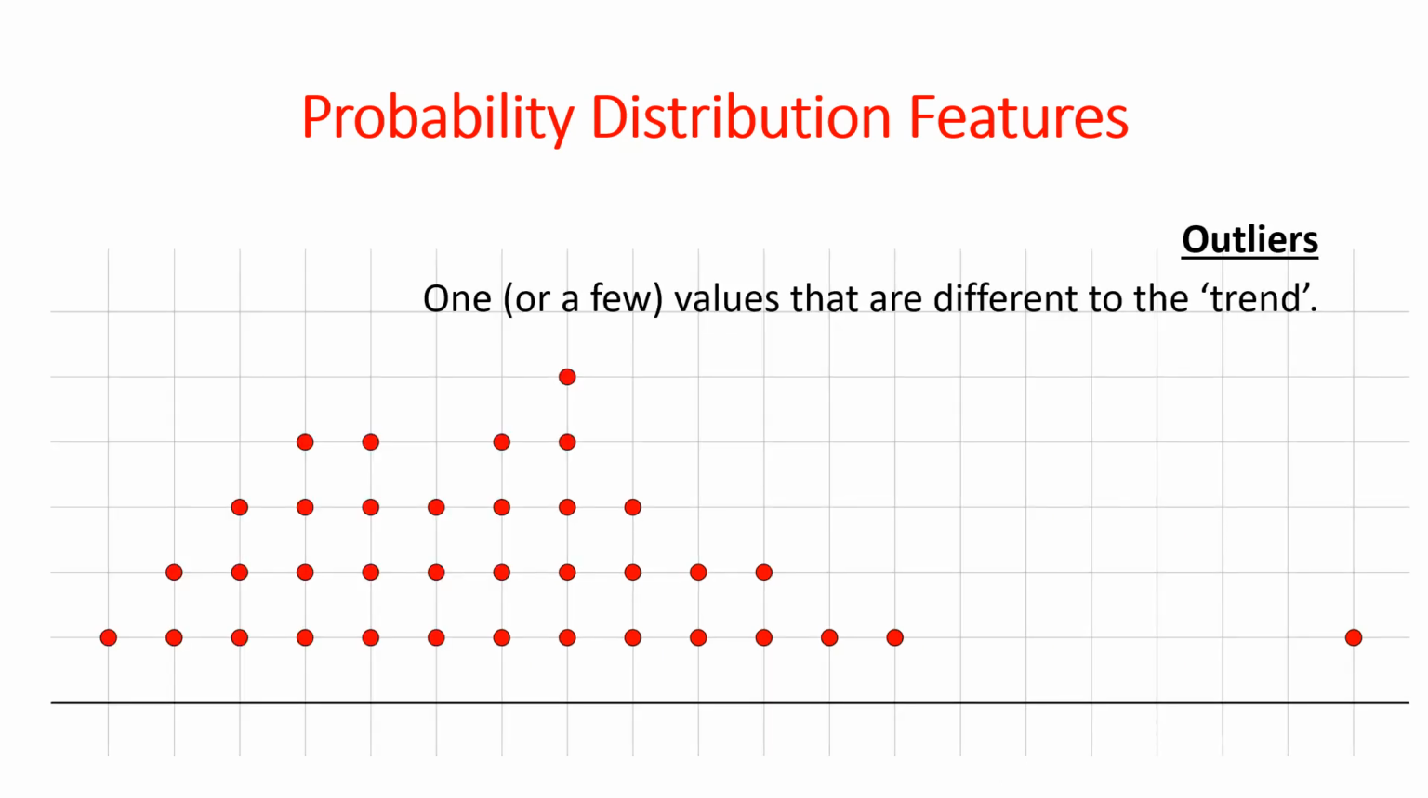Just be mindful of these common occurrences called outliers, where we often get one or maybe a couple of values that are quite different to the trend. And be mindful of that when we discuss the features of probability distributions.